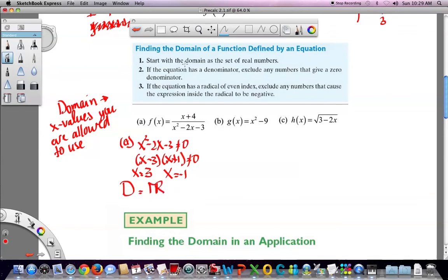That's what it says here. Start with the domain as the set of real numbers. If the equation has a denominator, exclude any numbers that give a 0 denominator. So I cannot use 3 or a negative 1.